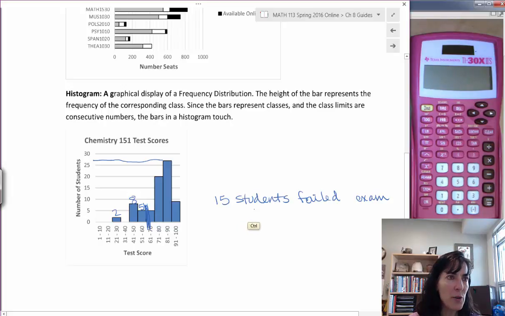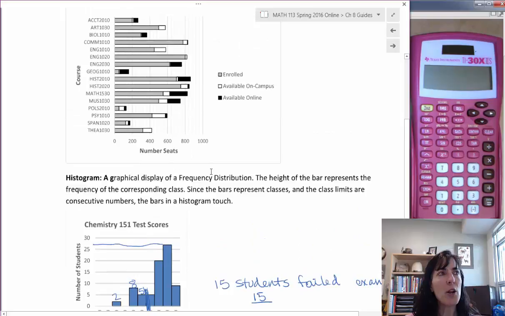And I could do it as 15 out of however many students were in the classes, and I could find that by adding up these other frequencies to figure out how many students were tested on this chemistry test. So something to note is that because the bars represent classes and the class limits are consecutive numbers, the bars in a histogram are pushed together and will touch.